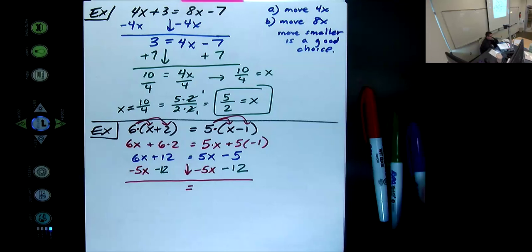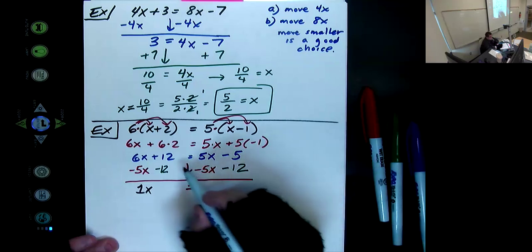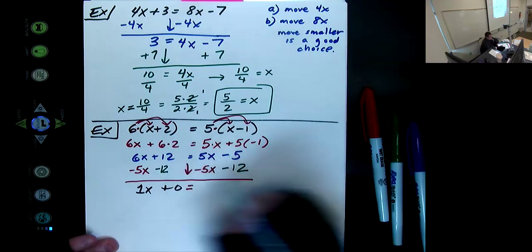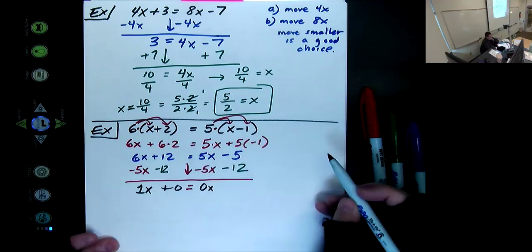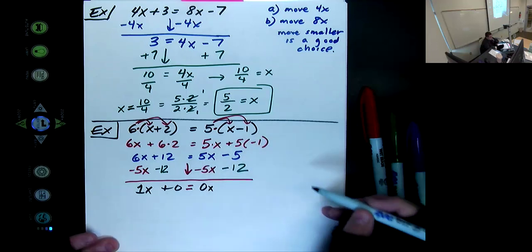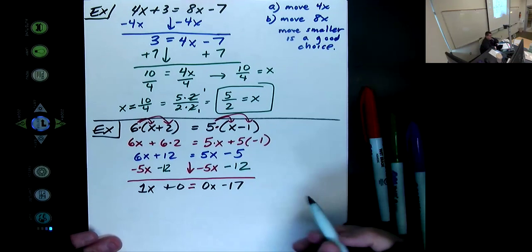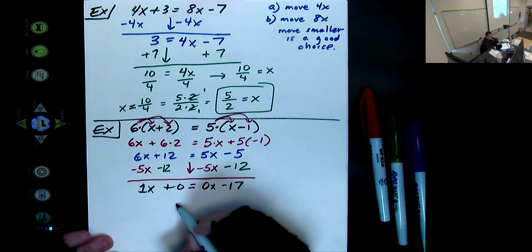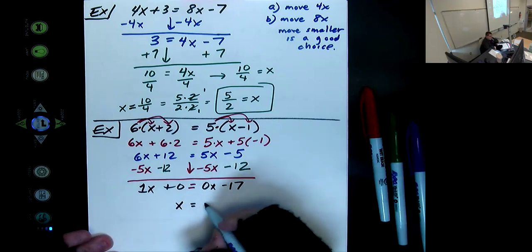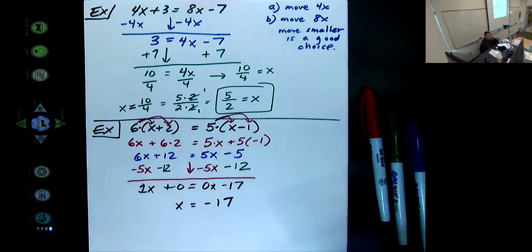We're adding vertically. 6x minus 5x is 1x. 12 minus 12 is 0. 5x minus 5x is 0x. And negative 5 minus 12 is negative 17. Anything with a 0, we don't need to show. And when the coefficient is 1, we tend to not write it.